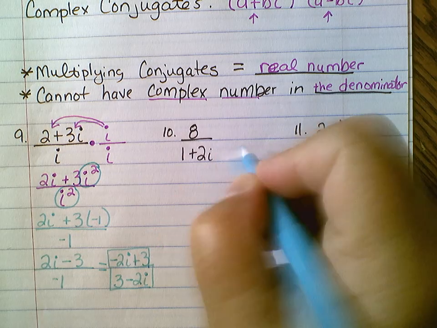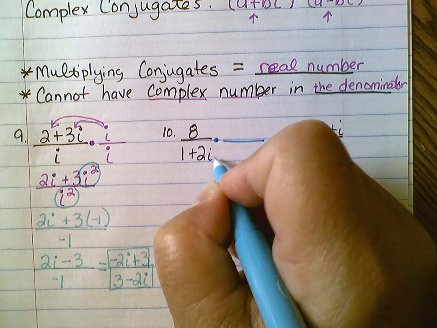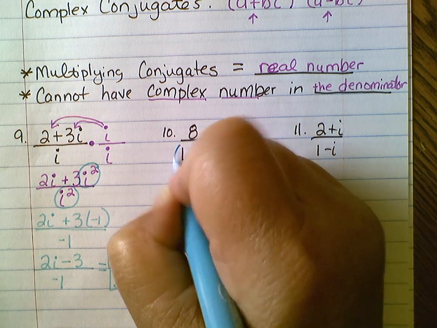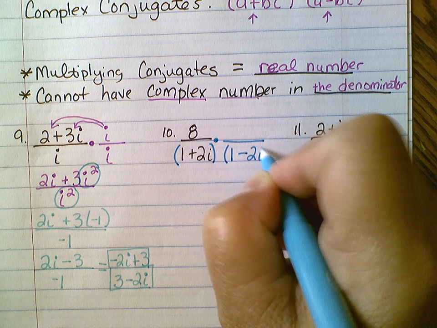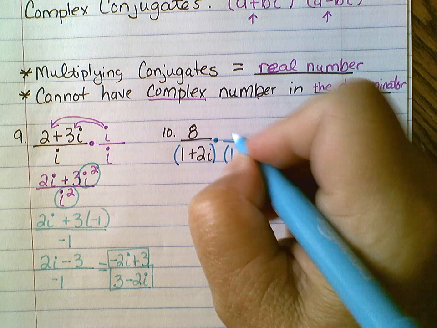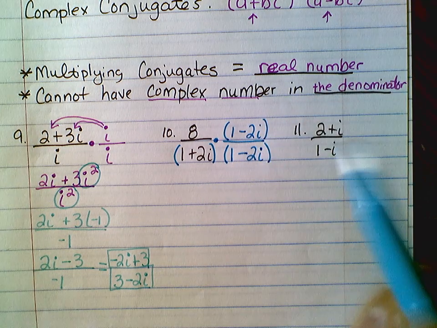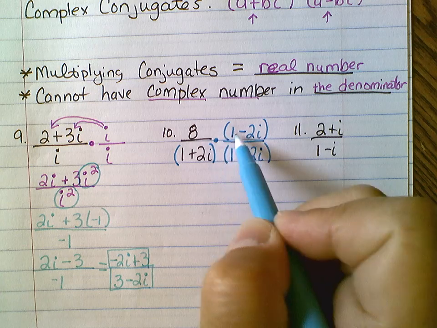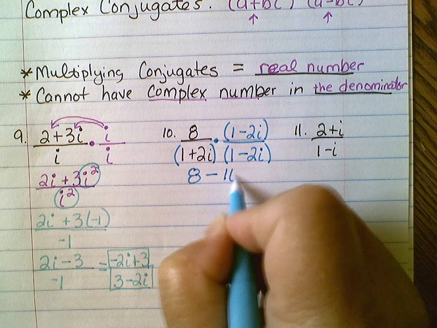So let's look at another one here. Here, I need to get my i out of the denominator so I can multiply by the reciprocal. I leave the 1 and change the imaginary part. And I multiply that in the numerator and the denominator. So distributing the 8 gives me 8 minus 16i.